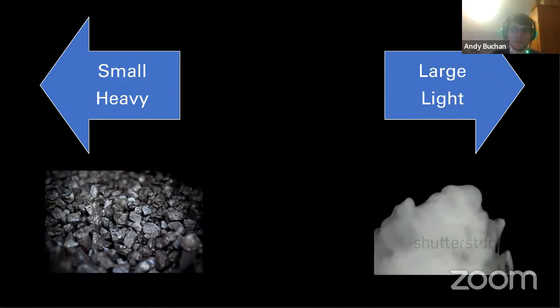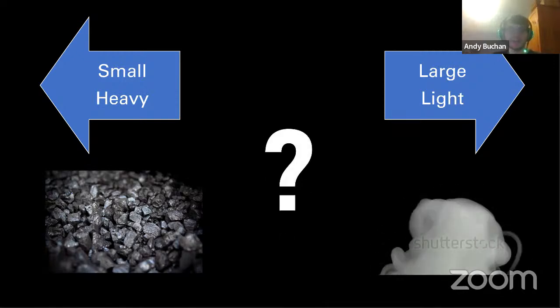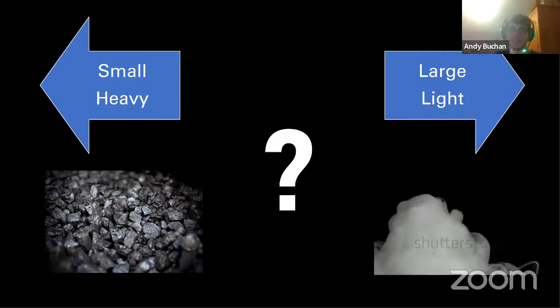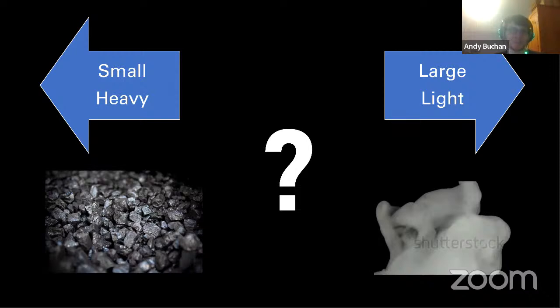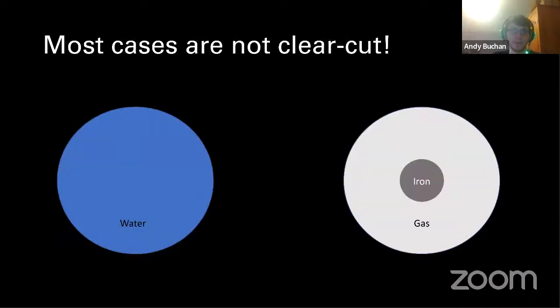But then the problem is that most of the time, you're somewhere in between these two extremes, and that makes things way more difficult. If you have a medium-sized, medium-weight planet, then there are lots of options. Perhaps you have a planet that's made entirely of a medium-density material like water, or maybe you're looking at something that has a really dense core of iron surrounded by a large atmosphere.